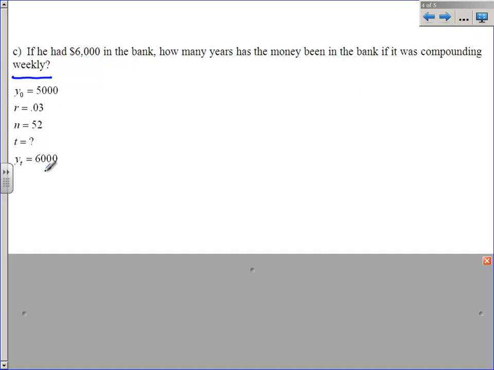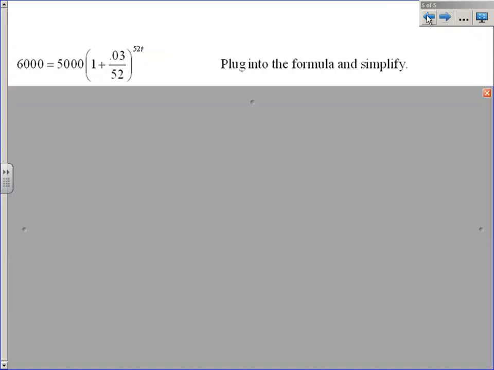Now this one is going to require us to use logarithms. It's not just throwing it in on the calculator. You'll see here we've got it grew to 6,000. It started at 5,000. We compounded it 52 times, and we are looking for the value for t. So we're going to have to use logarithms.